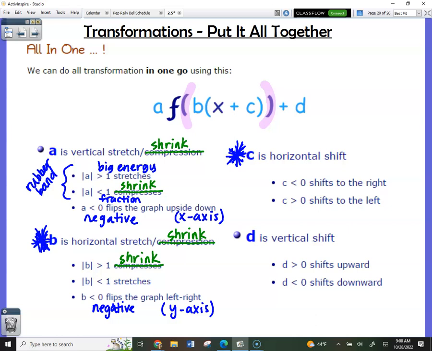Oh, does anyone else have their signed report card? I do. Okay, turn that in.